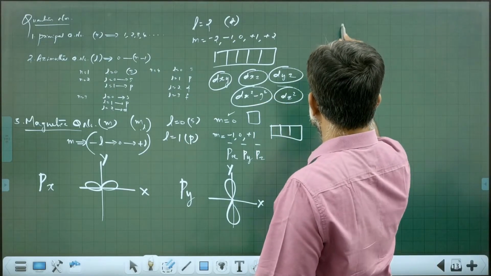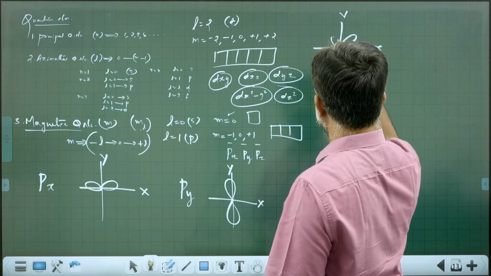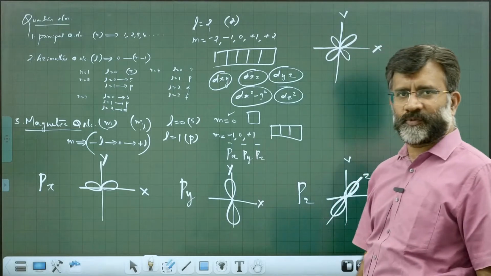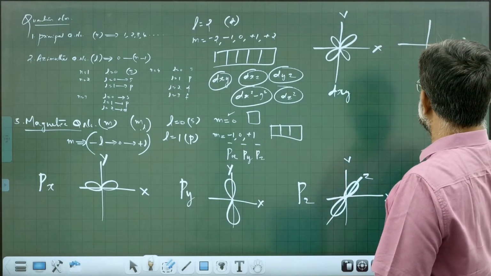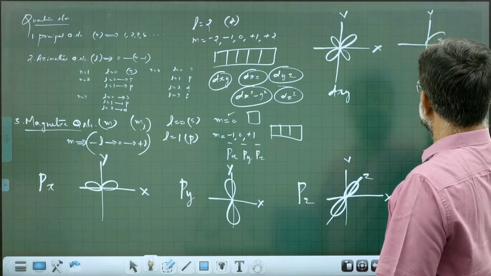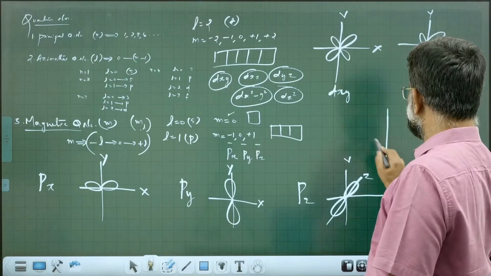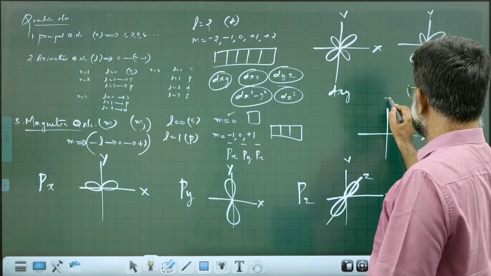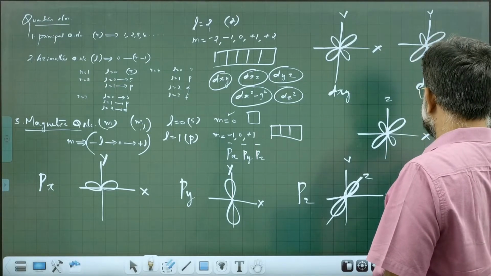What is dxy? X-axis, y-axis. They are butterfly shaped, with 4 lobes. This is dxy. What is dyz? This is dyz. What is dxz? X-axis, z-axis. This is dxz.